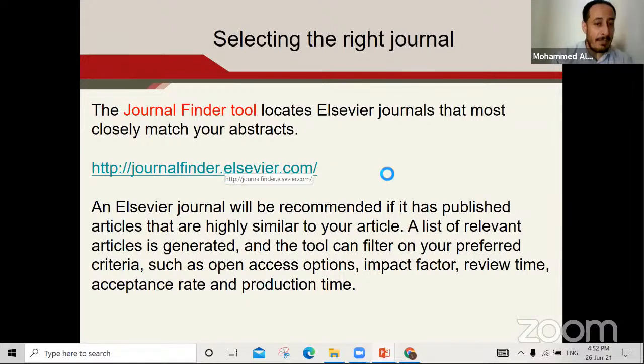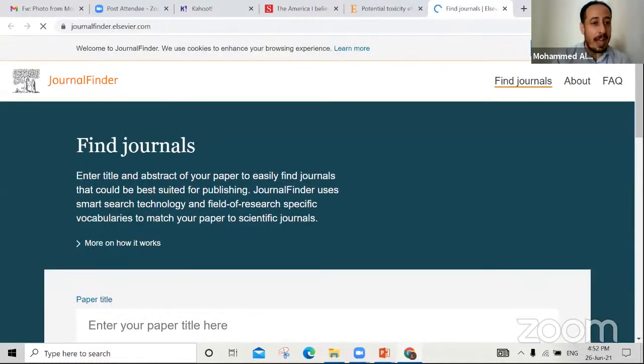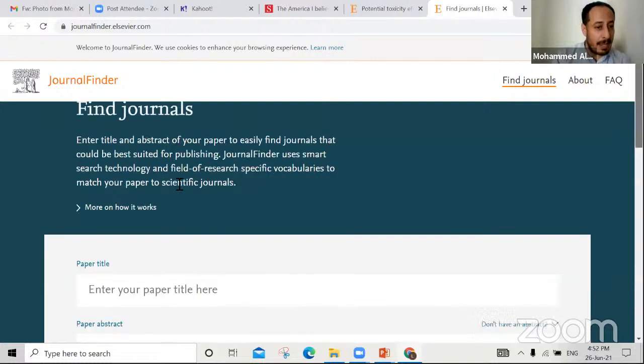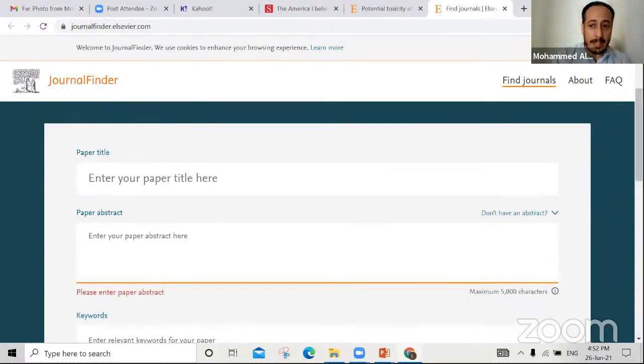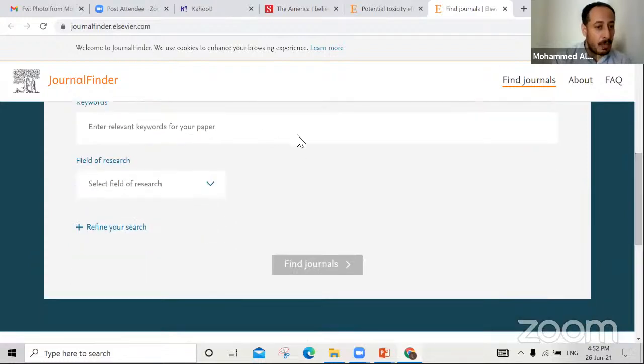So what you have to do, it will ask you to put your title. So this is the website. This is a good tool. Sometimes I use it to find the journal. So you add your title here and your article abstract only here, and select if you want to publish in open or subscribed, and then click find the journal.